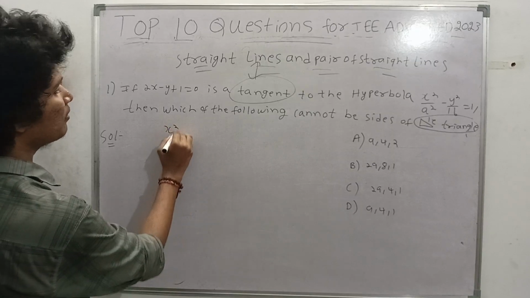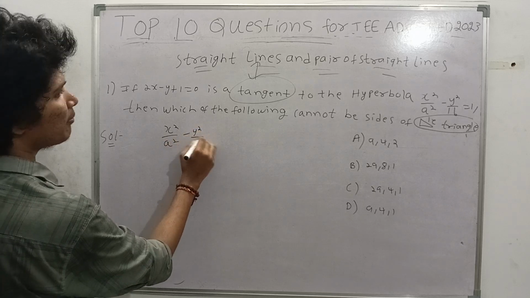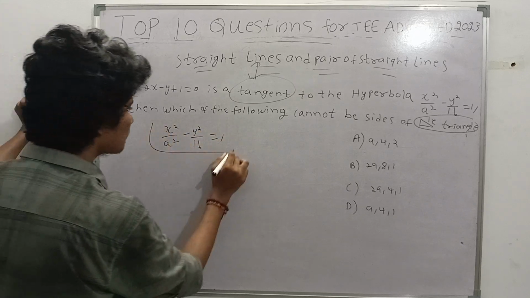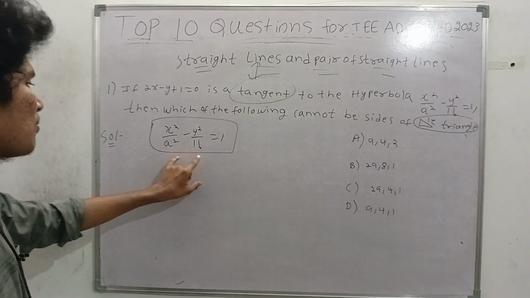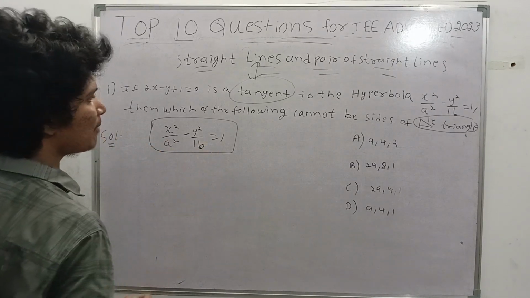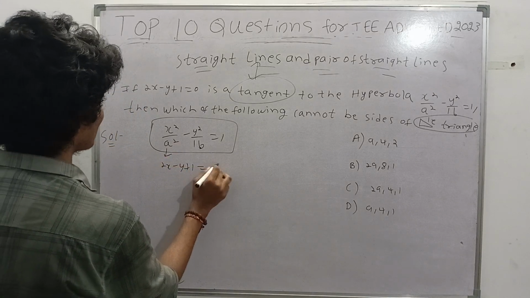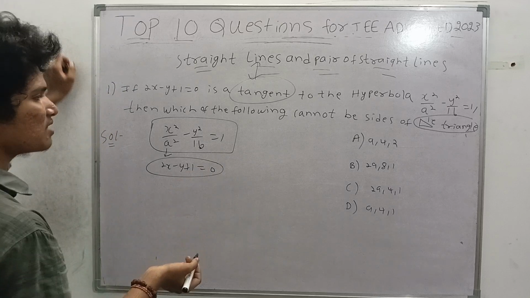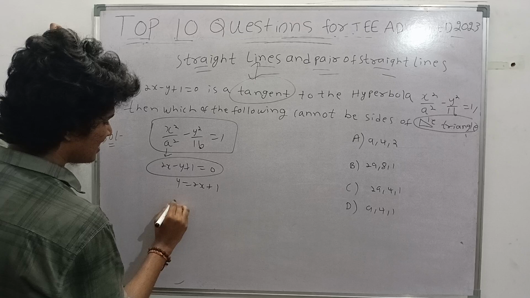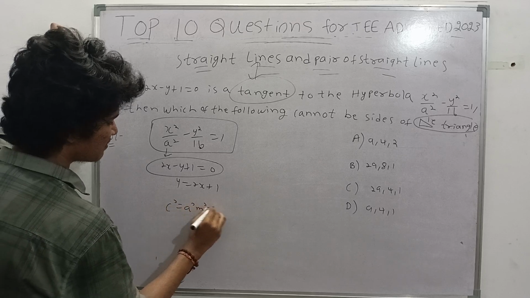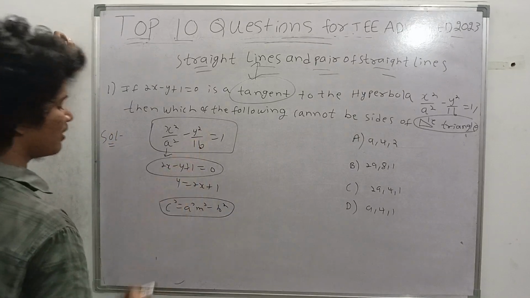What they gave: x square divided by a square minus y square divided by 16 equal to 1. This is the hyperbola. For this hyperbola, 2x minus y plus 1 equal to 0 is a tangent when c square equals a square m square minus b square. If this condition is satisfied, it will definitely be a tangent to the given hyperbola.